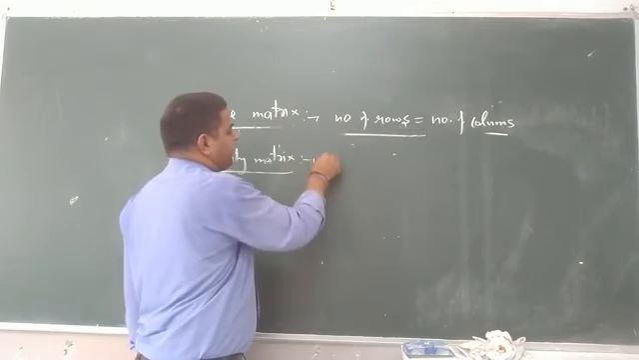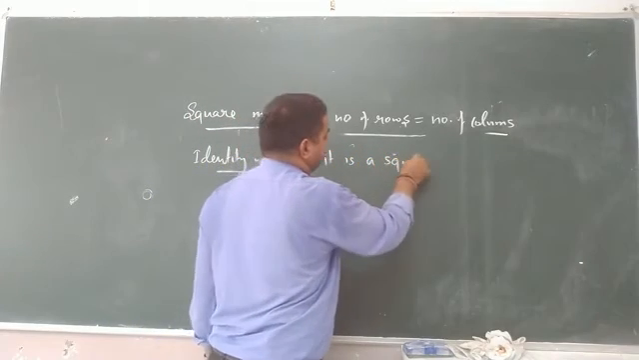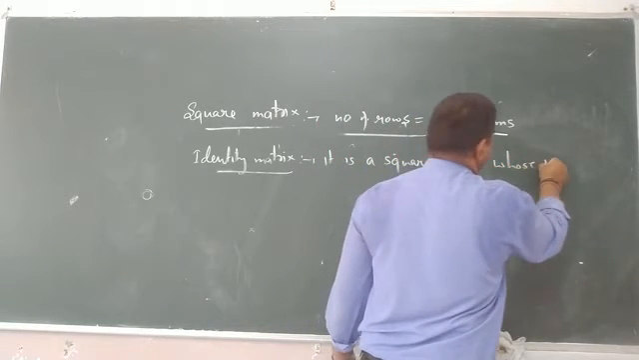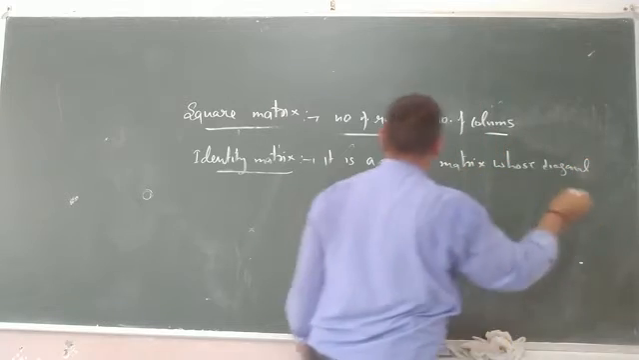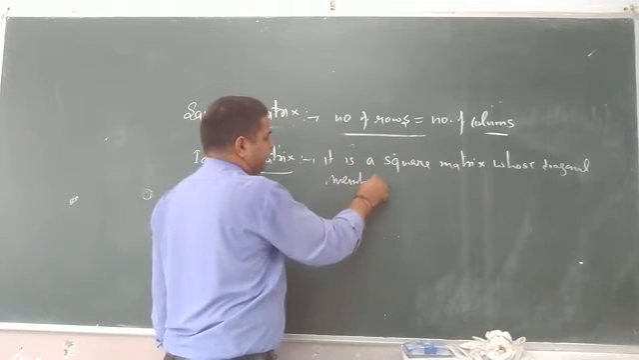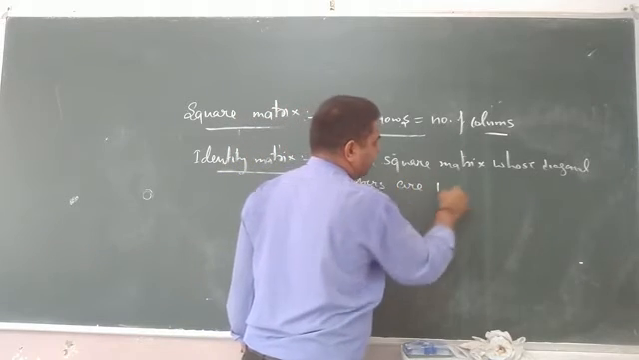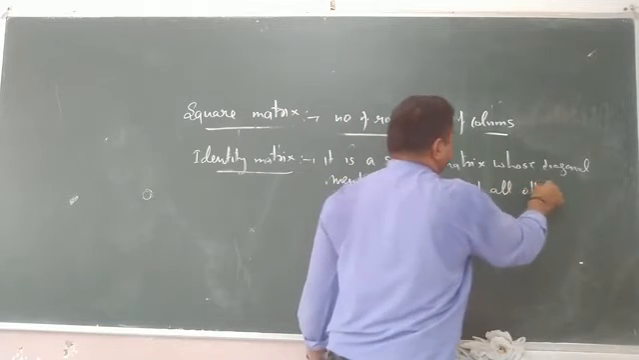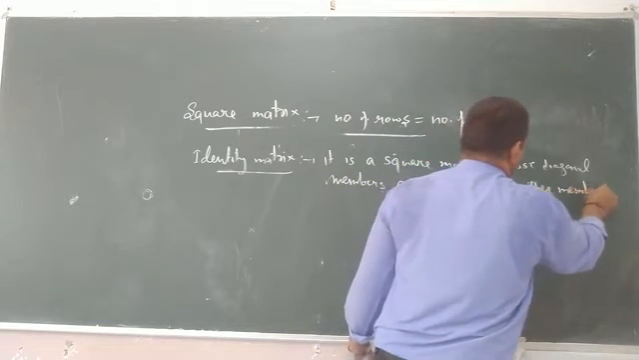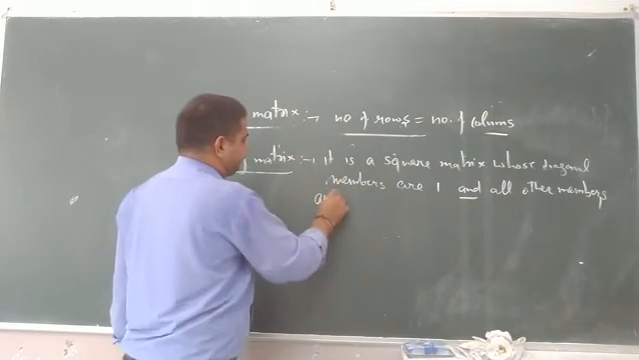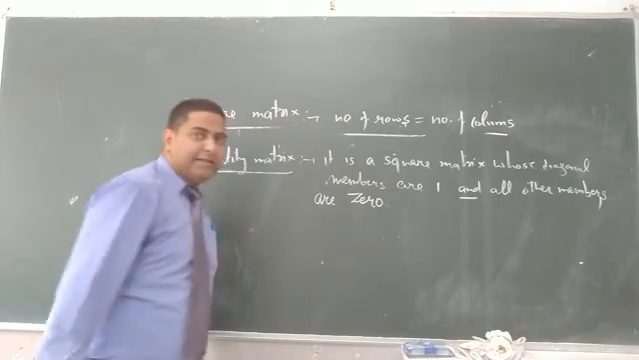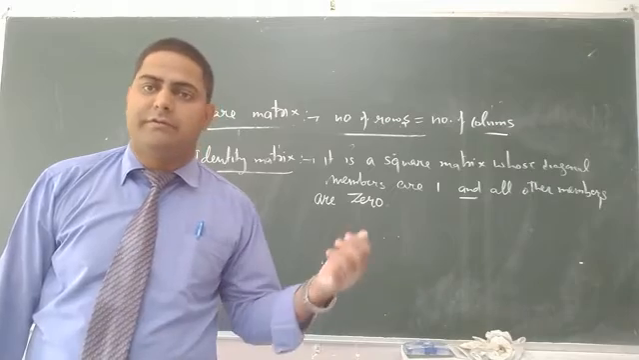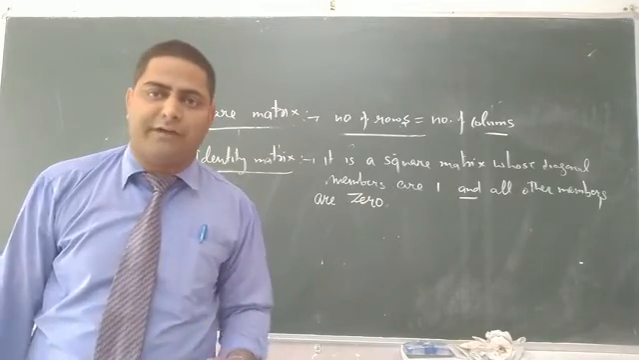Identity matrix is a square matrix whose diagonal members are 1, 1, 1 and all other members are zeros. Keep in mind, it is a square matrix. It is of order 2 into 2, 3 into 3, 4 into 4, 5 into 5 and so on.